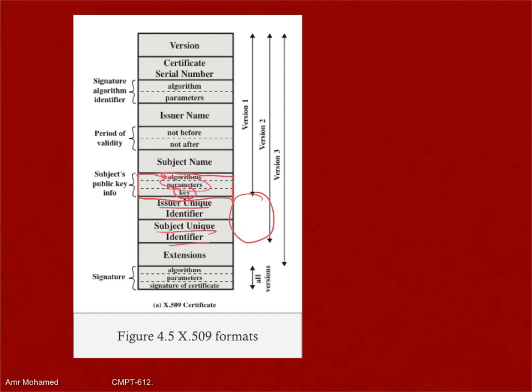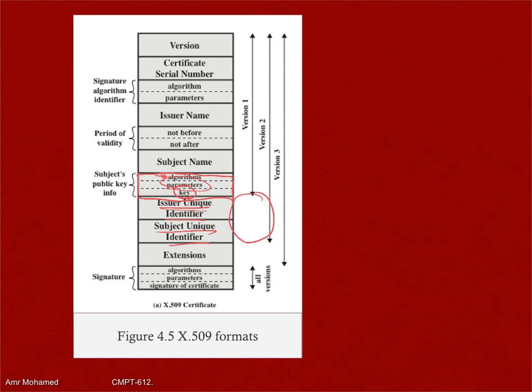So here, in order for any node to verify the signature of the certificate authority, it needs to know which public key the certificate authority used to sign that certificate, because it may have multiple keys. That's why we need it here in version 2 to include the issuer unique identifier and the subject unique identifier. That's up to version 2.